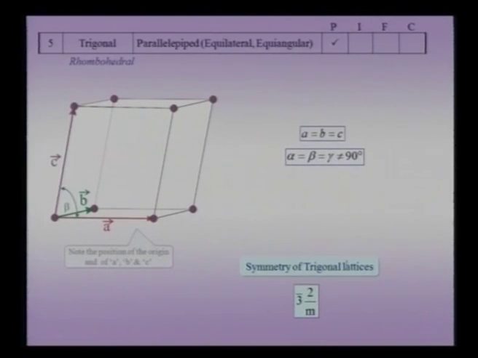The symmetry of all trigonal lattices is 3 bar 2 by m, and the important thing to note in these lattices is the position of the 3. It is located in the first position.